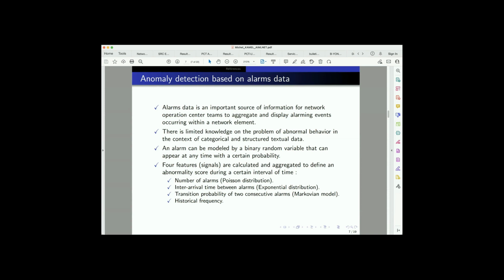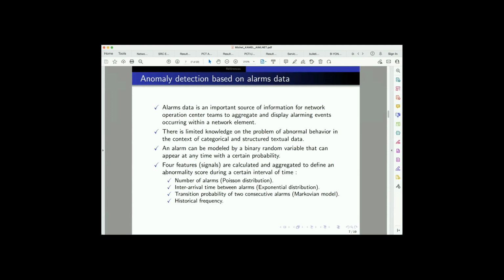And this number of alarms is following a Poisson distribution. We did many statistical tests to confirm that based on the historical data. The second feature is the inter-arrival time between alarms. So if I have an alarm happening now, when is the probable arrival of the second alarm, of the second event? And this is following an exponential distribution.